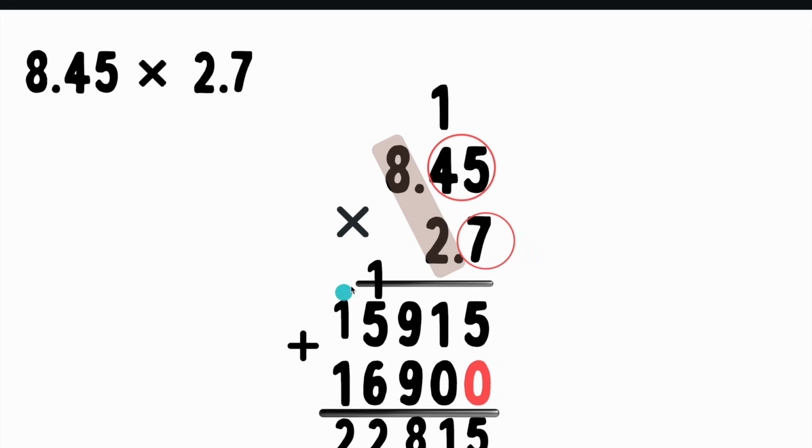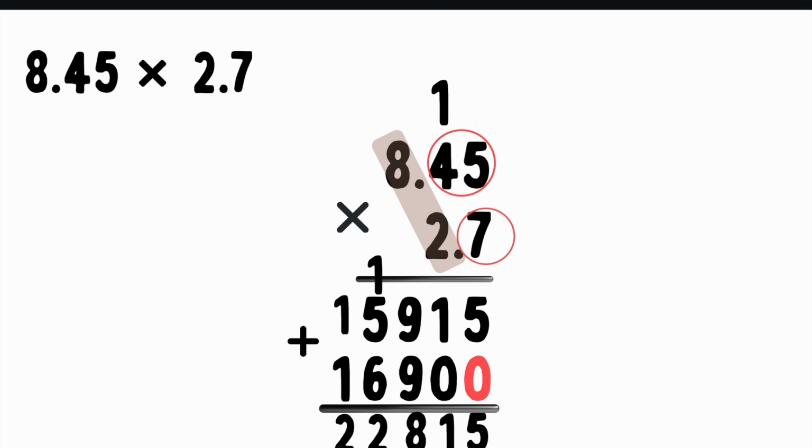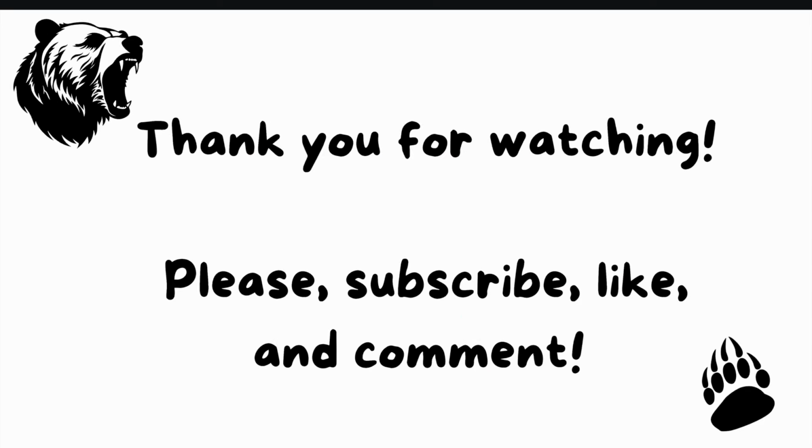We notice that there's 2 digits after this decimal and 1 digit after this decimal. That means the decimal goes 3 digits in. 1, 2, 3. The product is 22 and 815 thousandths.